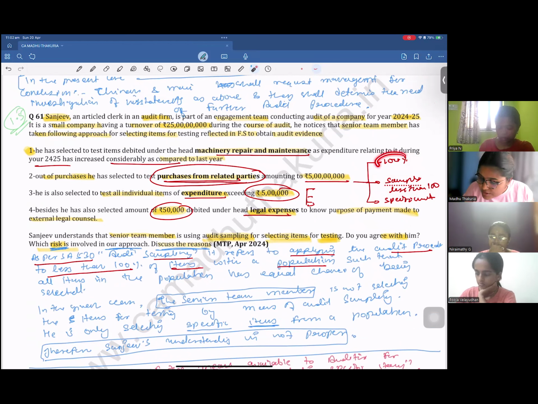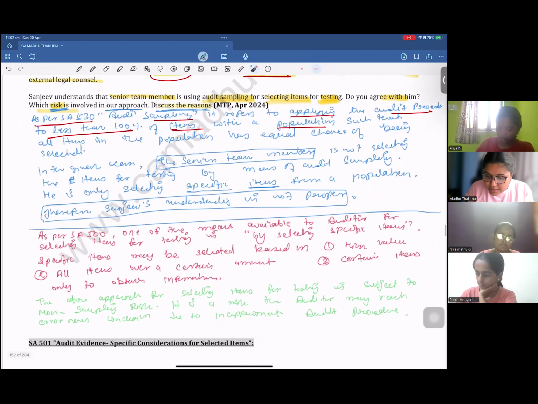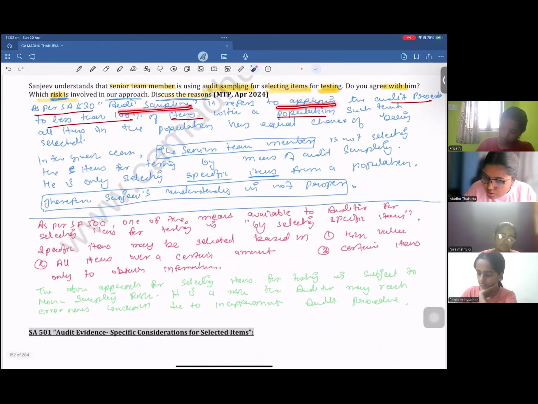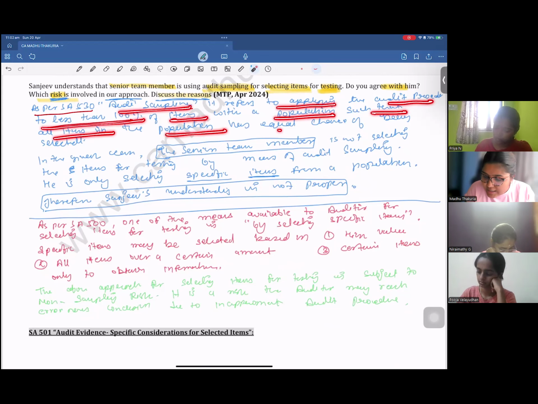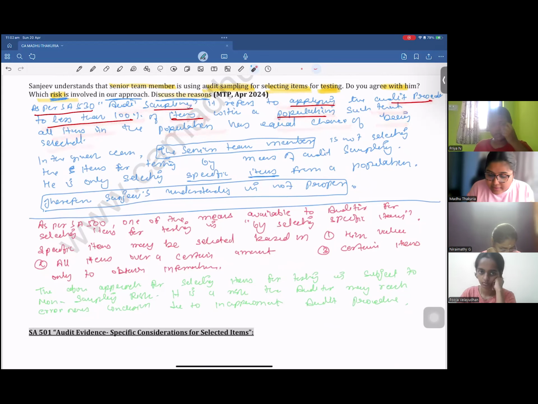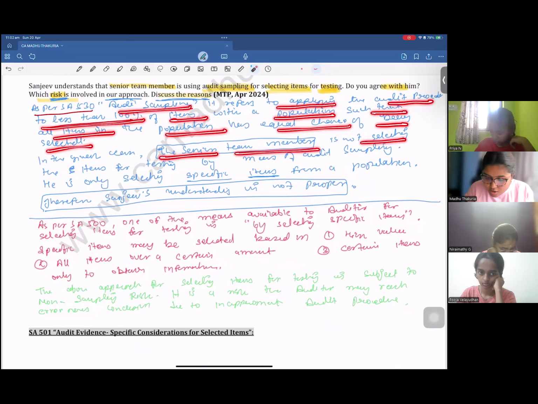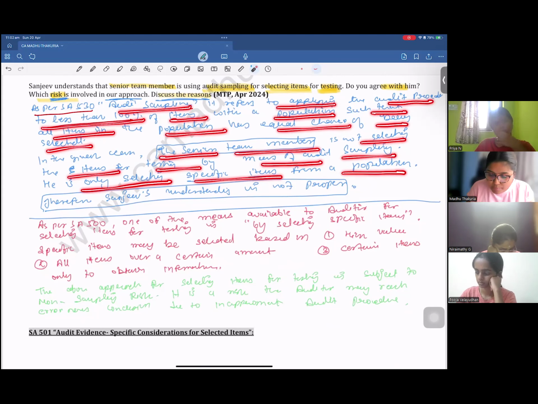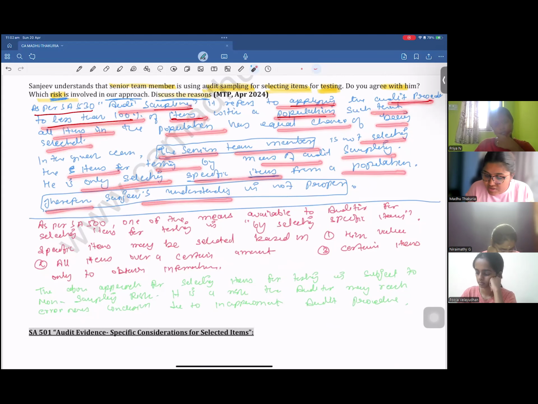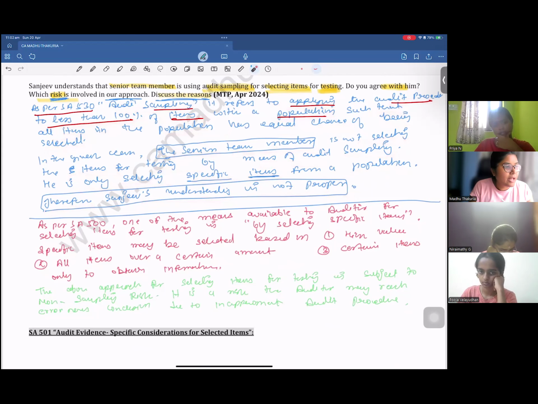You see, 100% you don't want to check, that is completely fine, but do it in a proper audit sampling method. So you will say audit sampling refers to applying the audit procedure to less than 100% of the items within the population, such that all the items in the population have an equal chance of being selected. In the given case, the senior team member is not selecting the items for testing by means of audit sampling. He is only selecting specific items from the population. Therefore, Sanjeev's understanding is not proper.